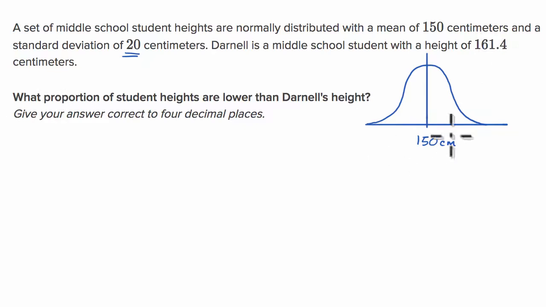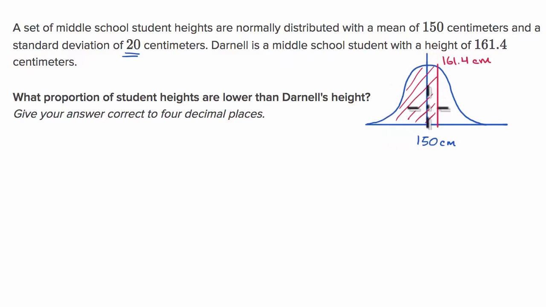So Darnell is above the mean. So let's say he is right over here, and I'm not drawing it exactly, but you get the idea. That is 161.4 centimeters. And we want to figure out what proportion of students' heights are lower than Darnell's height. So we want to figure out what is the area under the normal curve right over here. That will give us the proportion that are lower than Darnell's height.